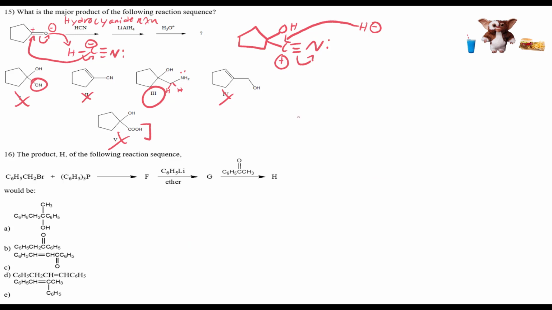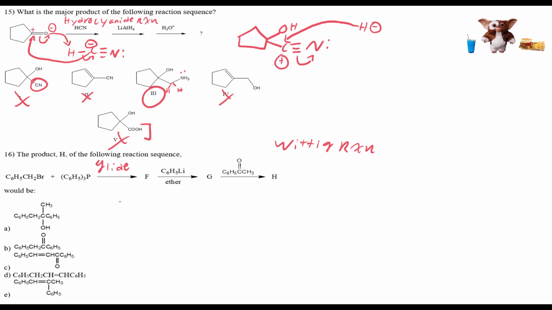Number 16, the product of the following reaction sequence would be what? Okay, well, I already know this, but this is an ylide, okay? So we're going to be forming an ylide, which is this right here. An ylide is part of the Wittig reaction. And here's how we do this reaction. After this problem, I'm going to explain what ylides are and how to make them via 2 reactions, okay? And why we do them.